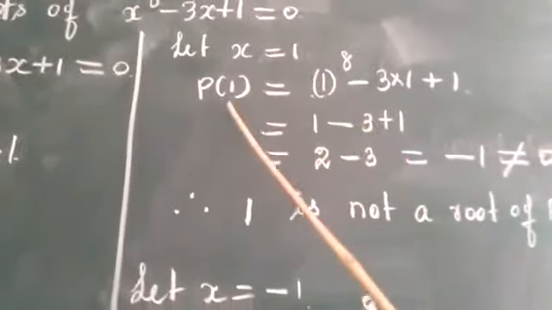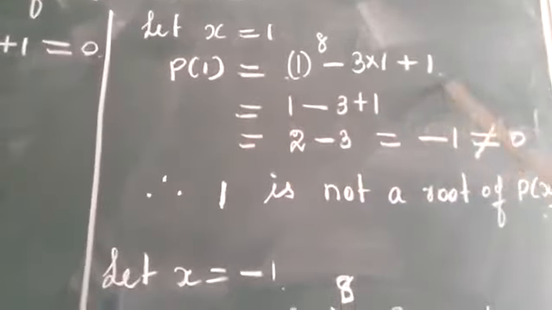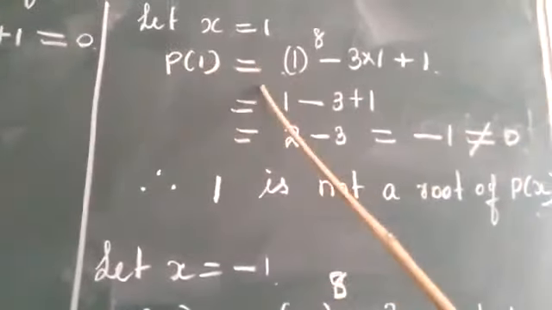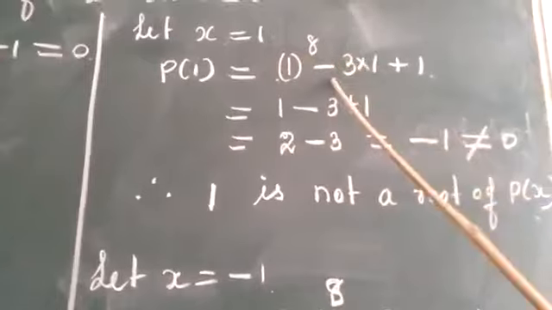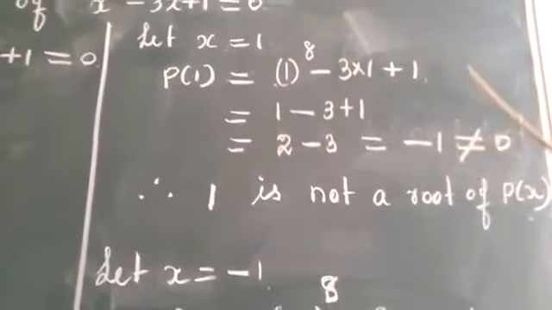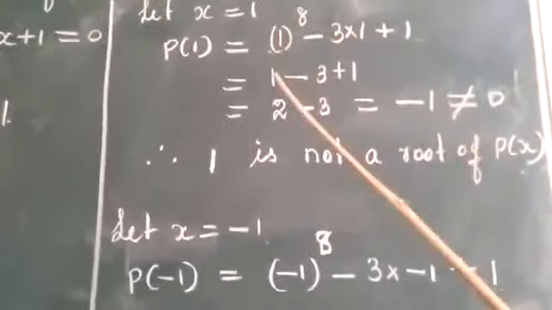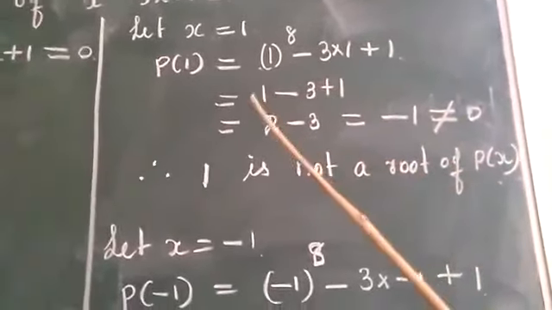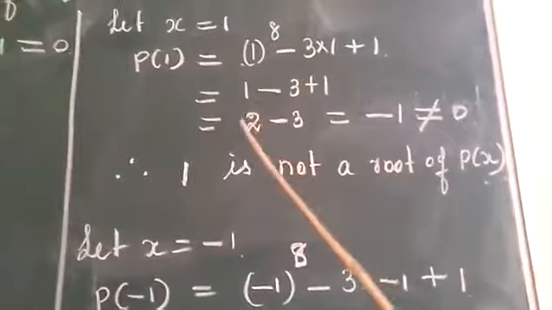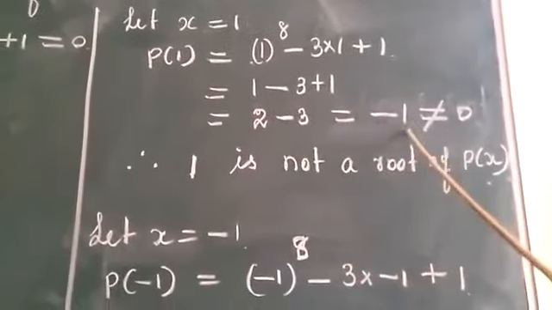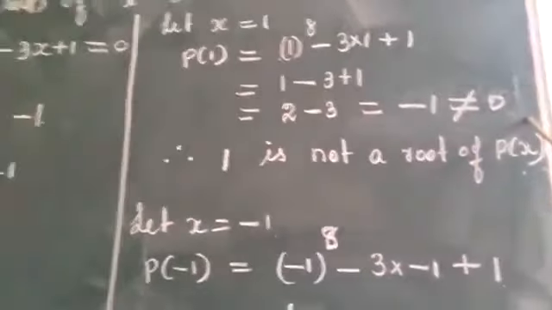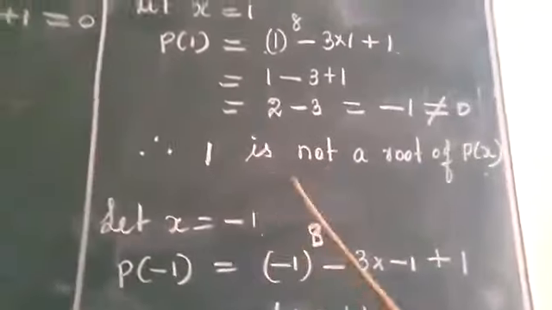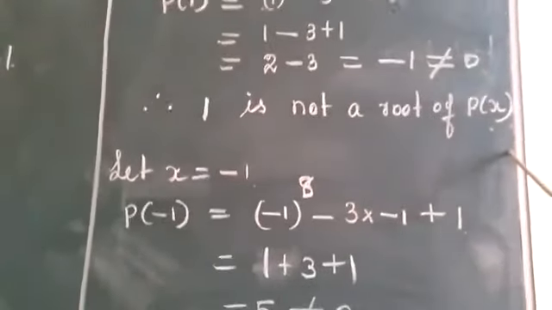First we are taking x equal to 1. If we substitute 1 in the place of x, p of 1 is equal to 1 power 8 minus 3 into 1 plus 1. 1 power 8 is nothing but 1, minus 3 into 1 is 3, plus 1. This 1 plus 1 is 2. 2 minus 3 is equal to minus 1, which is not equal to 0. Therefore, 1 is not a root of p of x.